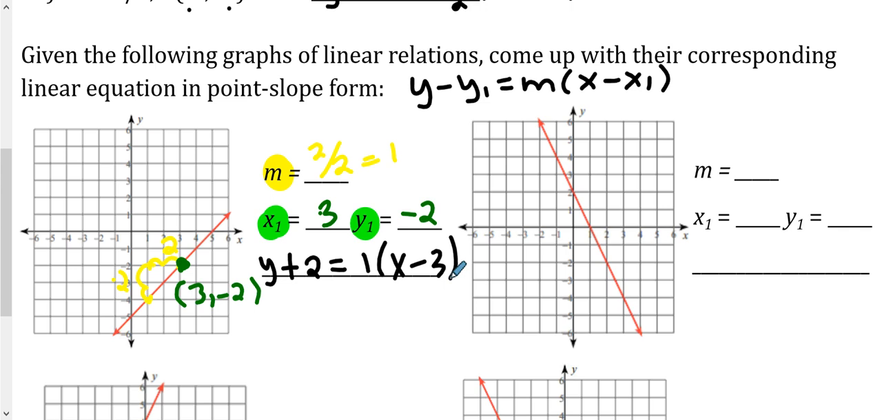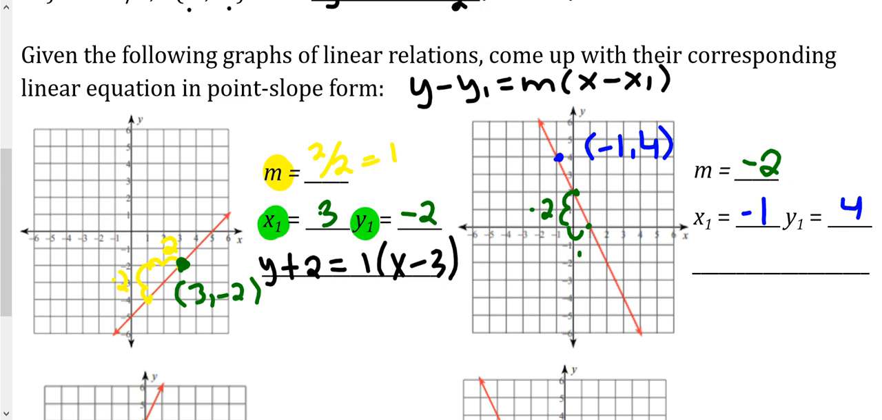So let's try the next one. I'm going to do the same thing. I'm going to say, what's my slope? So again, between any 2 points, okay, here I see that I have a rise of -2 for every run of +1. So I get a slope of -2. And then I'm going to pick a point. Again, I can pick any point. I could pick an x-intercept or a y-intercept if I wanted. I'm going to choose this point, -1, 4. So I have an x value of -1. I have a y value of +4.